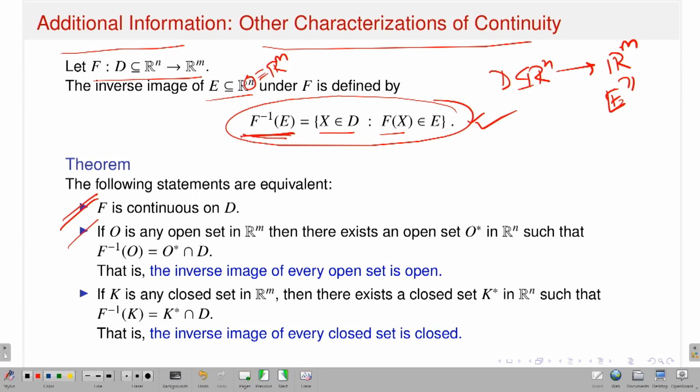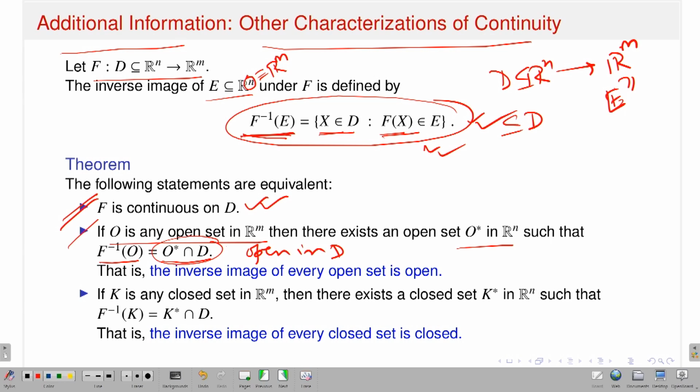That means this is F inverse E, which is the collection of all those x such that Fx is in E. So this is a subset of D. So given a set in the codomain, I am defining a set in the domain, which is nothing but the inverse image, and that I have defined. Once I have that one, then the following things are equivalent. If capital F is continuous function on D, if O is any open set in the codomain Rm, then there exists an open set O star in Rn such that the inverse image F inverse of O is nothing but O star intersection D. That means one can say that this is also open in D.